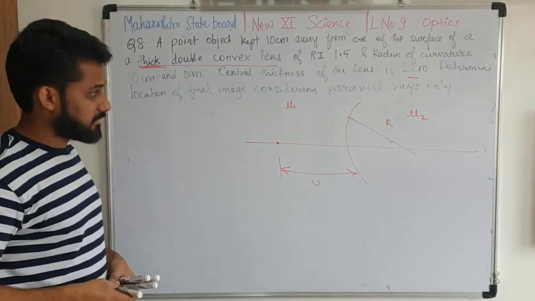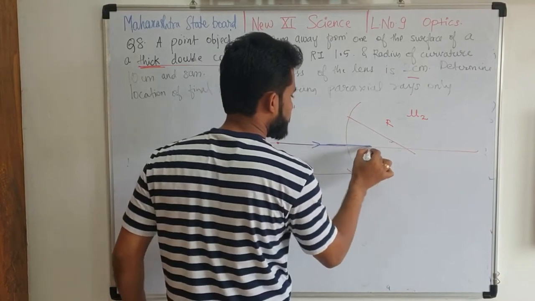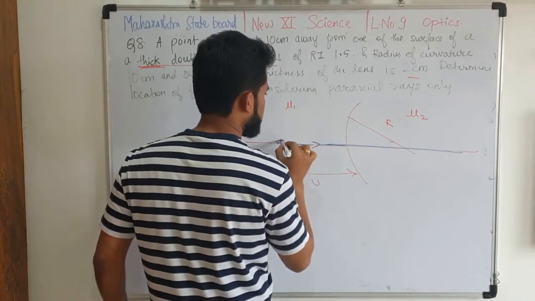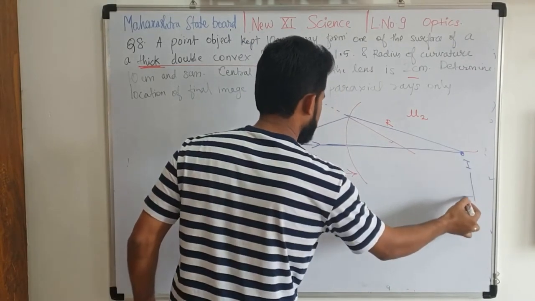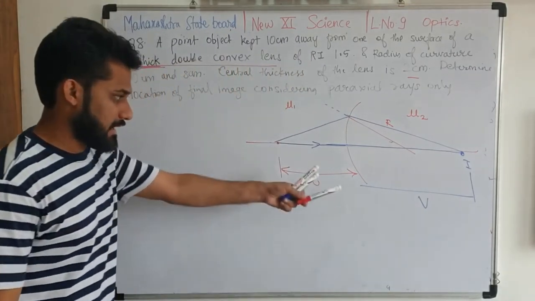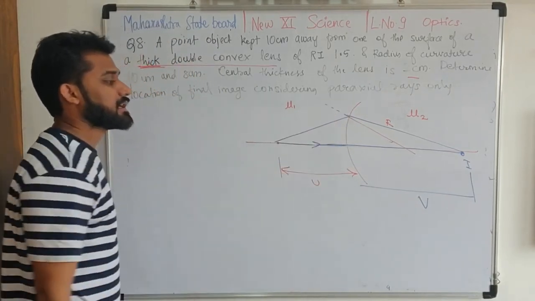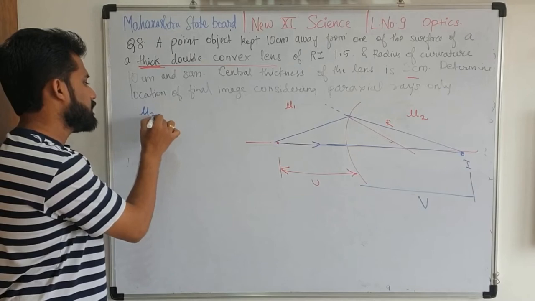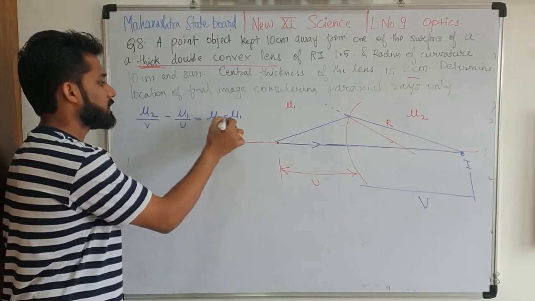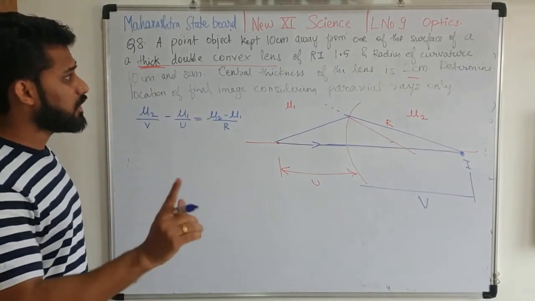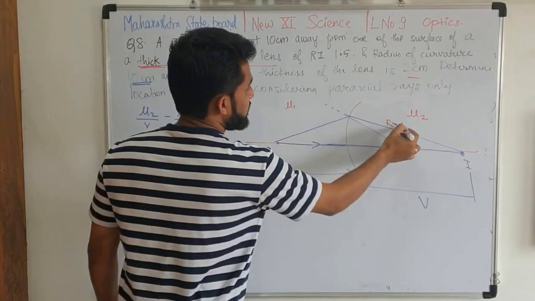then because of this curved surface, one ray will go straight without any deviation. The other ray will bend towards the normal and the final image will form over here. This distance is v. And as we know, the relation between u and v, this is refraction due to a single curved surface, the formula is mu 2 by v minus mu 1 by u is equal to mu 2 minus mu 1 by r.